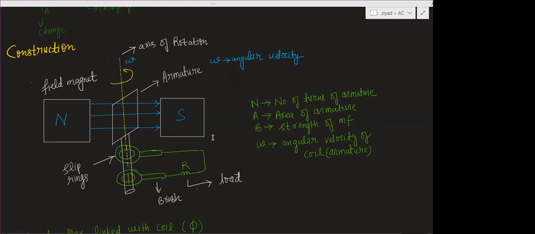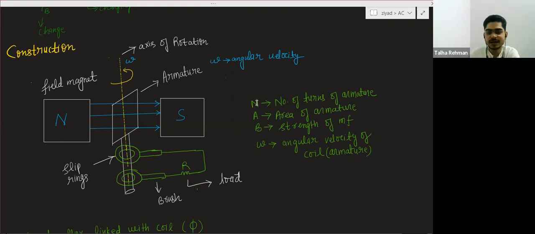So basically, capital N is the number of turns of this armature. A represents the area of the armature. B is the strength of the magnetic field. This is the magnetic field. Omega is the angular velocity of the coil, or armature, you can say.